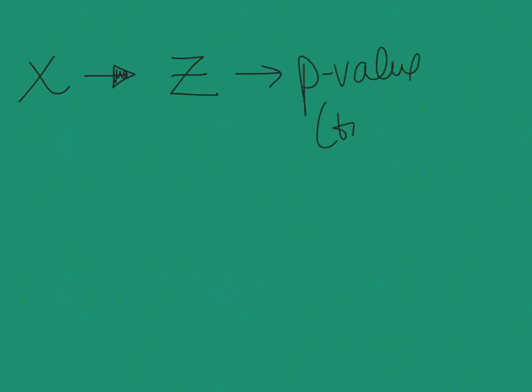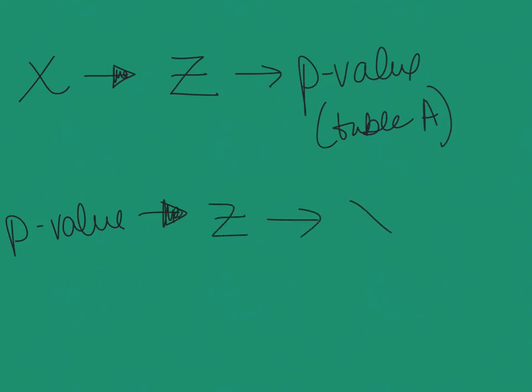So for the first few problems, we started with some x value. We converted that x value, we standardized it to get our z-score, and then we could get our probability value from Table A. And then in the most recent example, we switched that around. We went the other direction. We started with the p-value, knowing it was 80%. We used our Table A to pull off the z-score, and then we went back to the x.